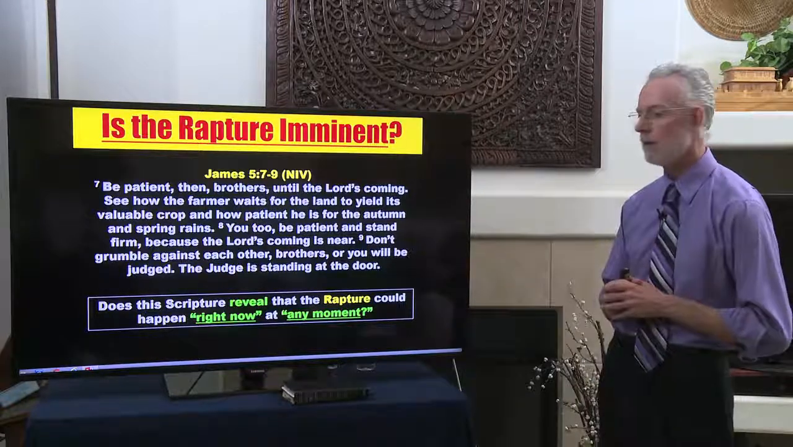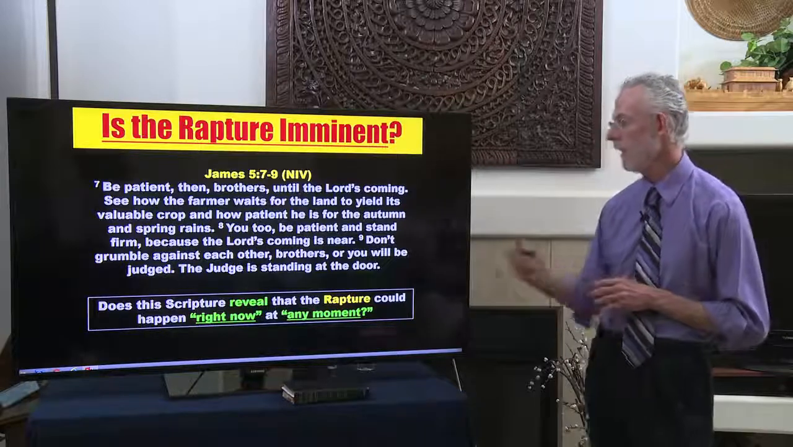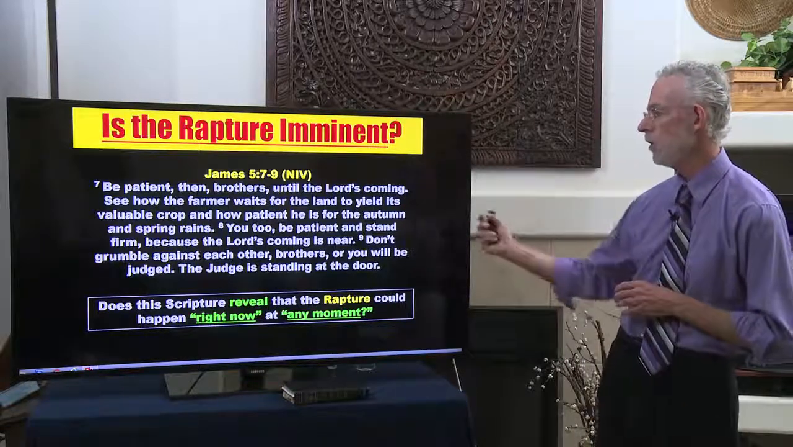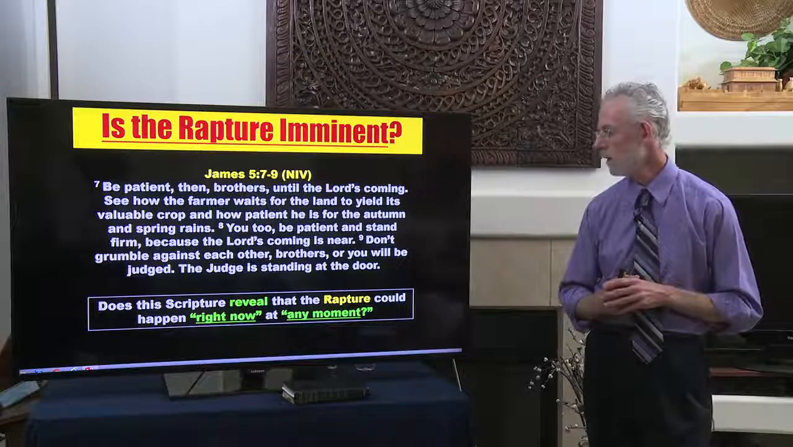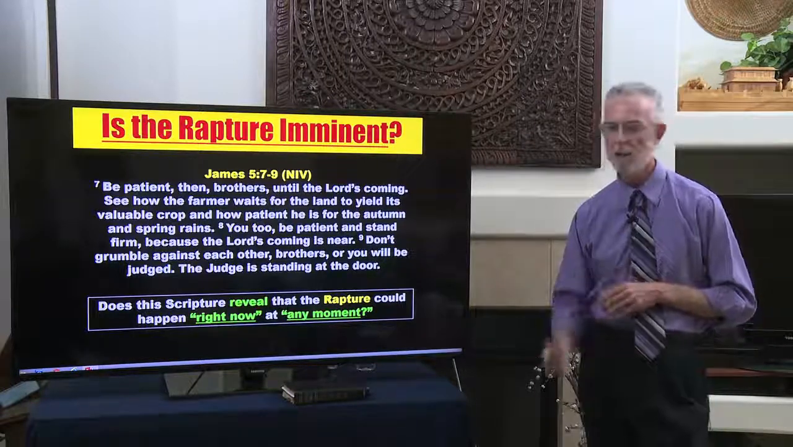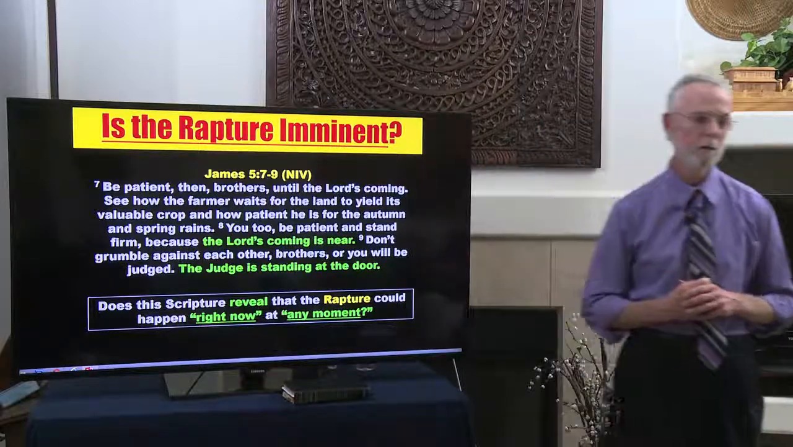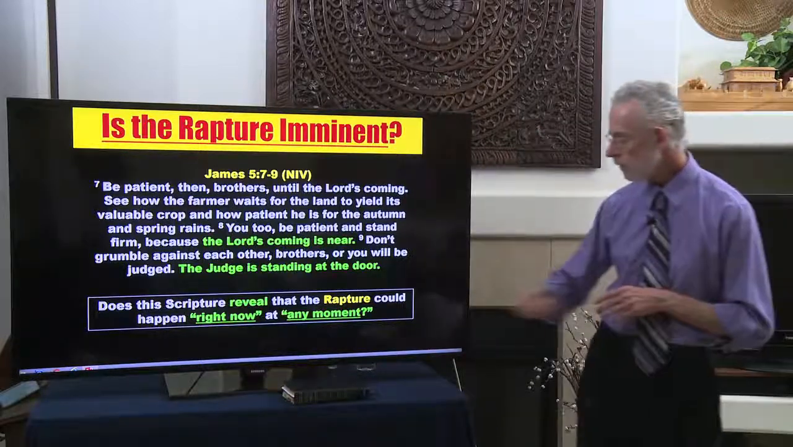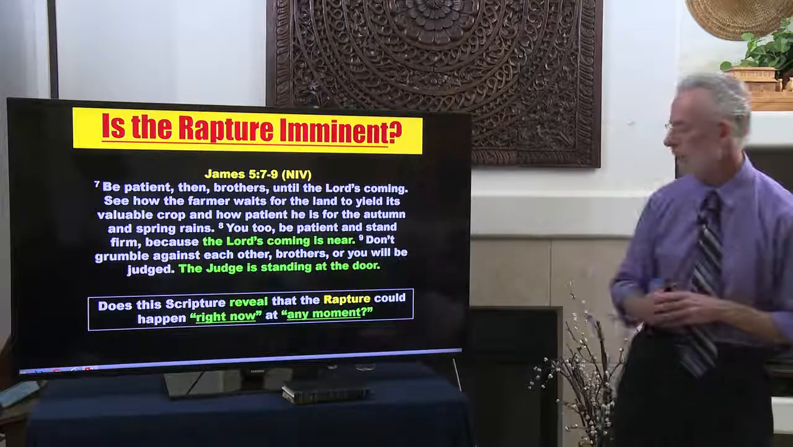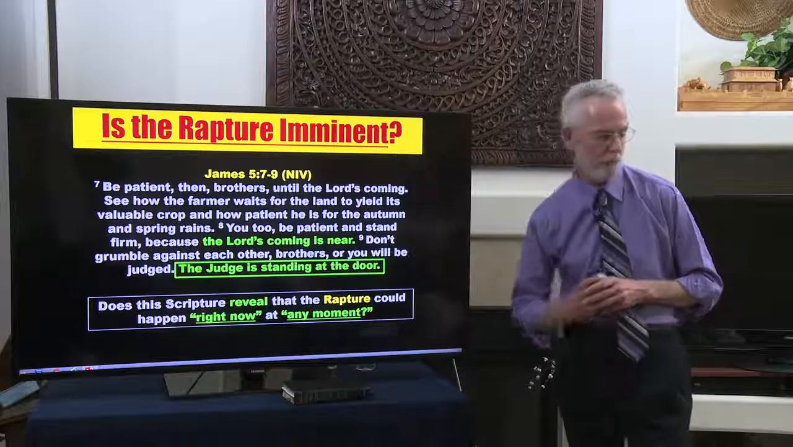James 5:7-9. Be patient, brothers, till the Lord's coming. See how the farmer waits for the land to yield its valuable crop, how patient he is for the autumn and spring rains. You too be patient and stand firm, because the Lord's coming is near. Don't grumble against each other, brothers, or you will be judged. The judge is standing at the door. Well, this one we're going to look at a little bit closer, because maybe this one's a little bit better. We're told that the Lord's coming is near and that the judge is standing at the door. And I want to focus on this part about the judge standing at the door.